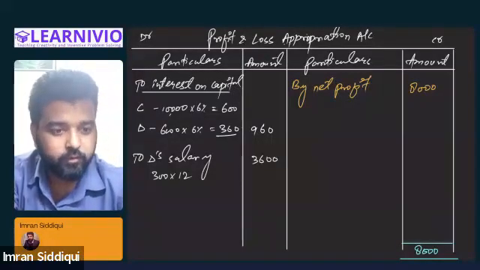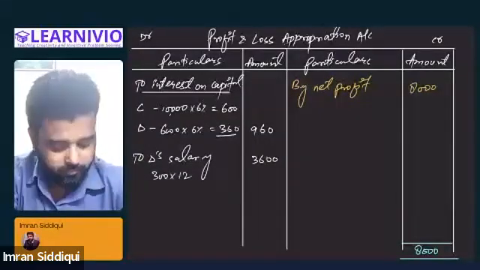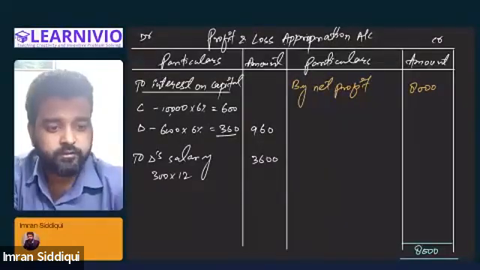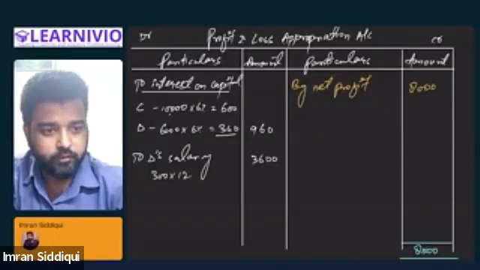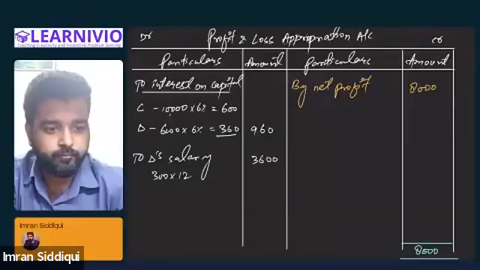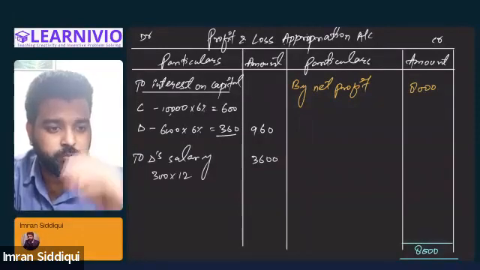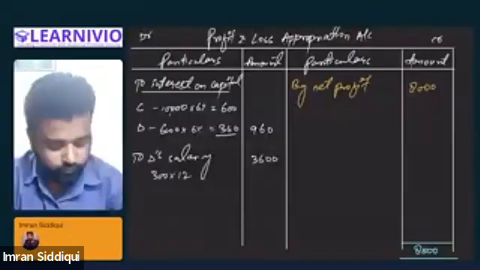So 8,000 minus 3,600 and minus 300 and 960. So the remaining profit will be 3,440.